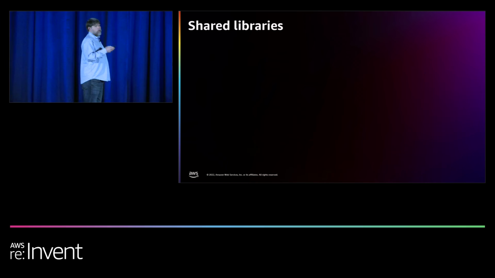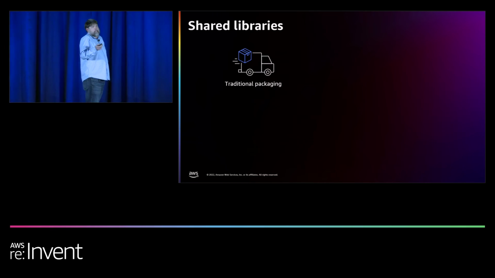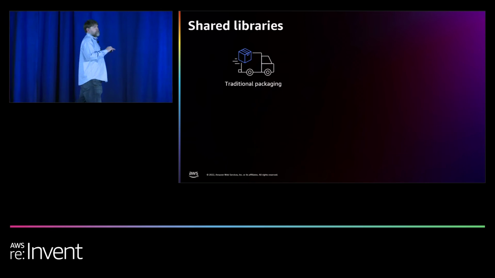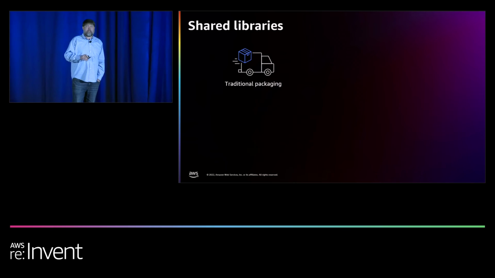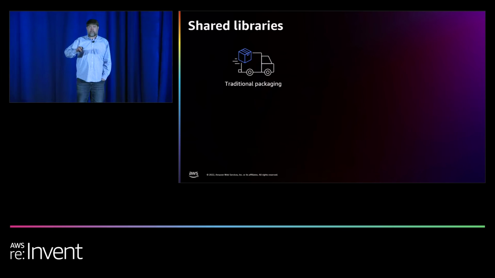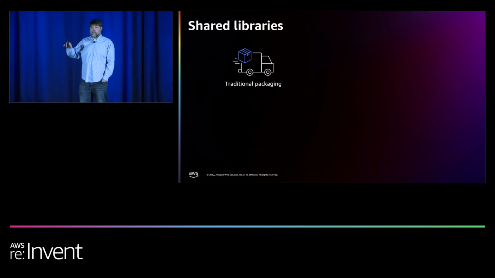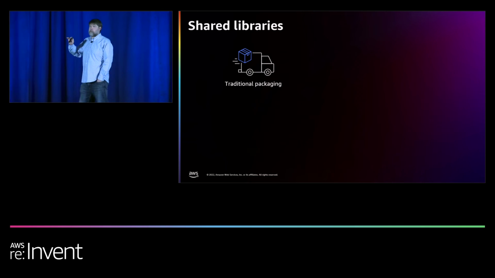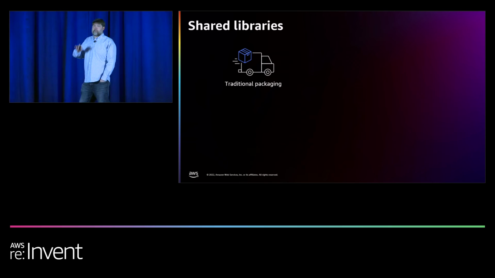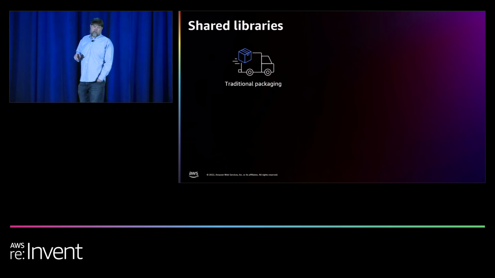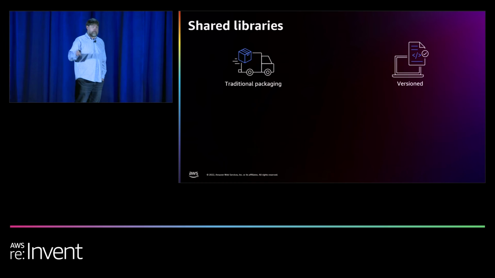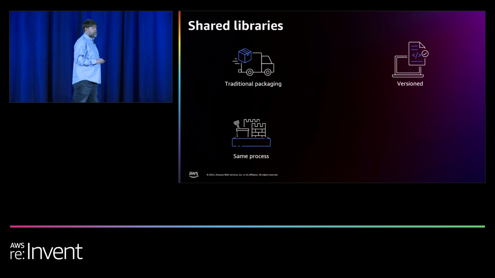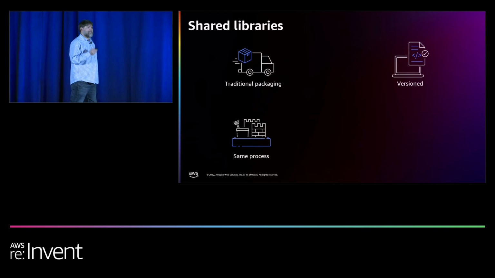The first category I will call shared libraries. And this is the traditional thing that all of us know about, right? This is the traditional packaging, whether it's a Java archive in the Java world or a DLL in the .NET world or node modules, what have you, right? So these are shared libraries in your technology space. They're packaged with your microservice. They're versioned. And importantly, they run in the same process as your microservice.